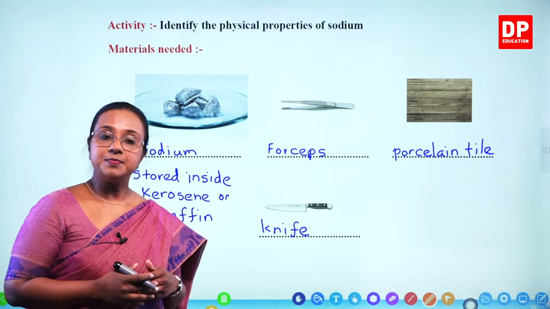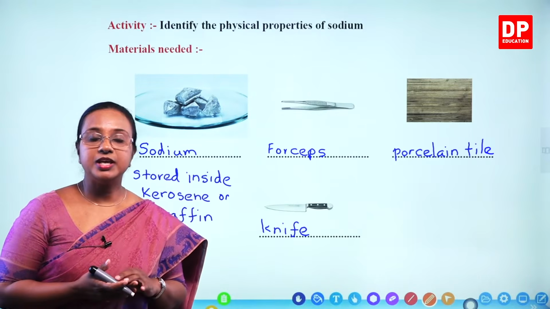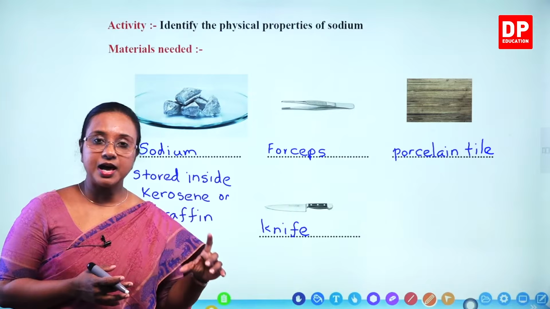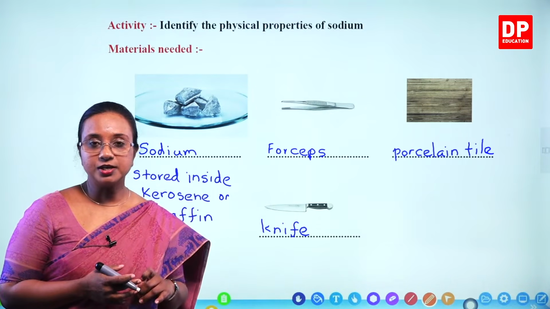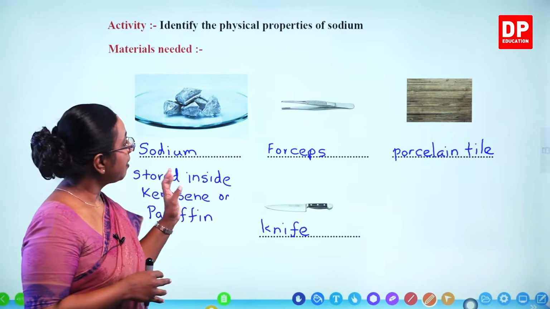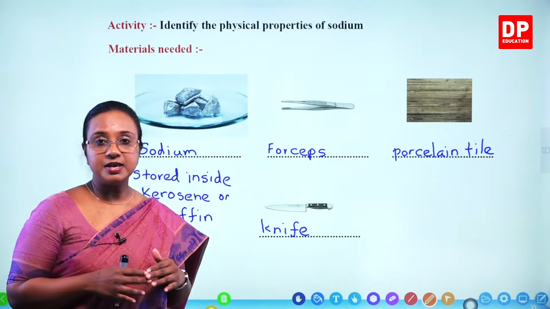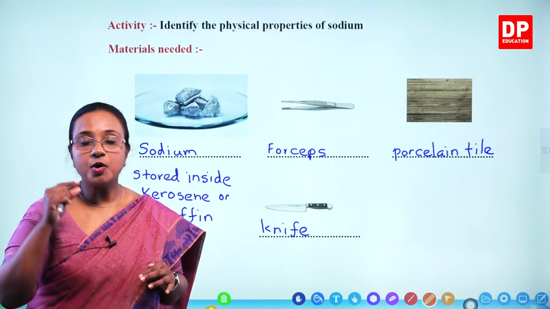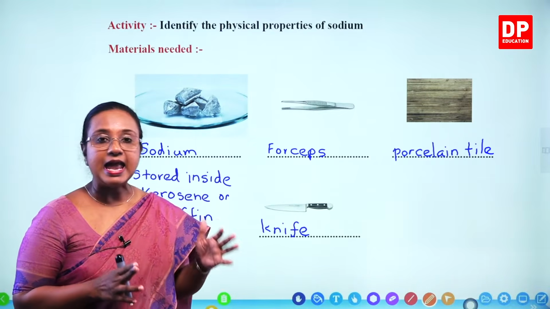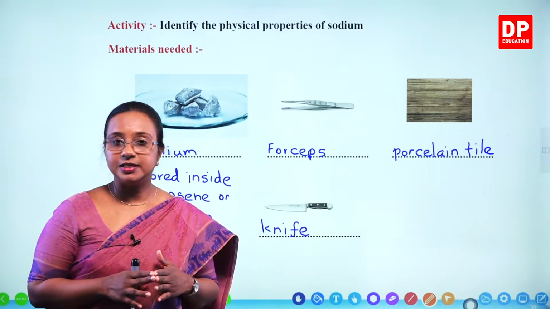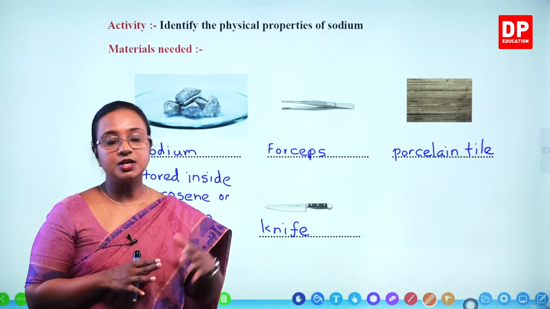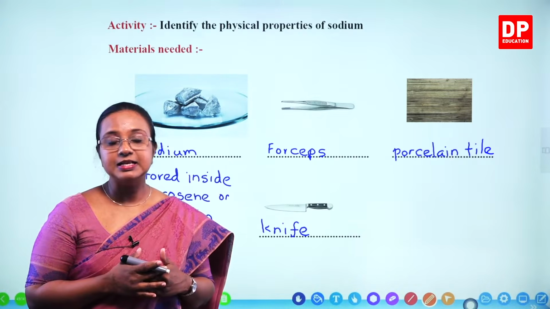These are the steps of the activity. First, you have to take the container containing sodium. It can be a brown colored glass bottle or it can be a plastic container. From that container, using the forceps, we have to take out a small piece of sodium, place it on a porcelain tile, and then we cut it with a knife. As we cut it into two pieces, you have to look at the surface.